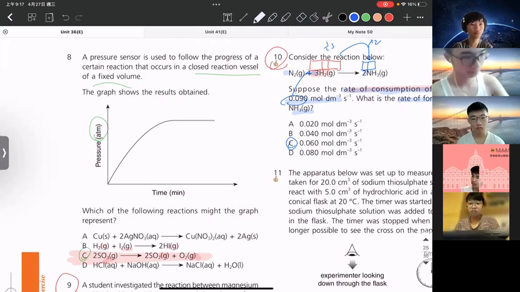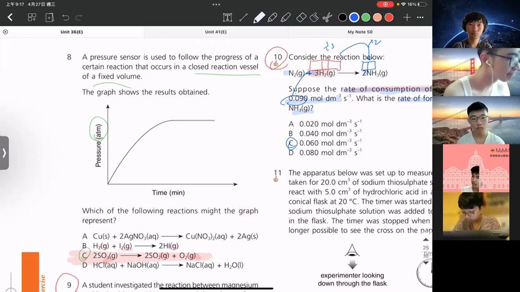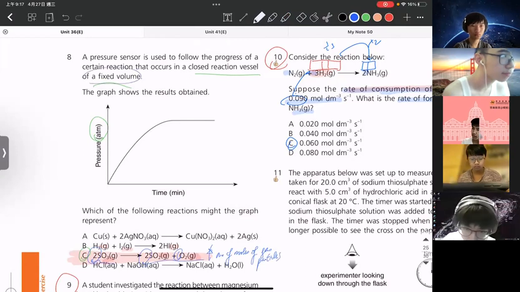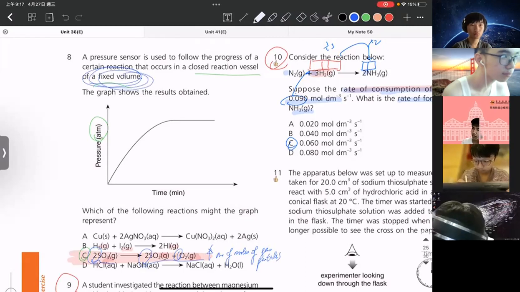More molecules present in the same volume increase the pressure. Oh yes, that's right. Good. So you may find during the whole progress there is an increase in the number of moles of gas particles. Because you are talking about a fixed volume. So of course, if I have got more moles of gas particles in a fixed volume, the pressure of a system will increase. Why?